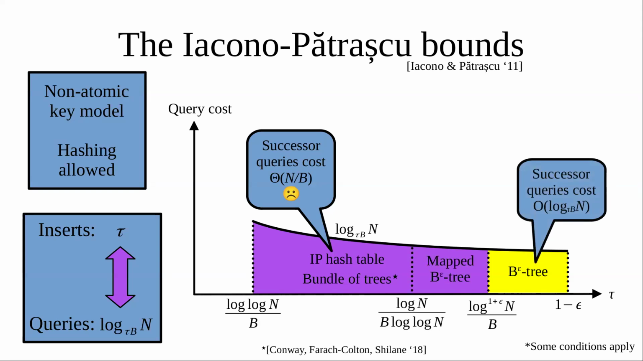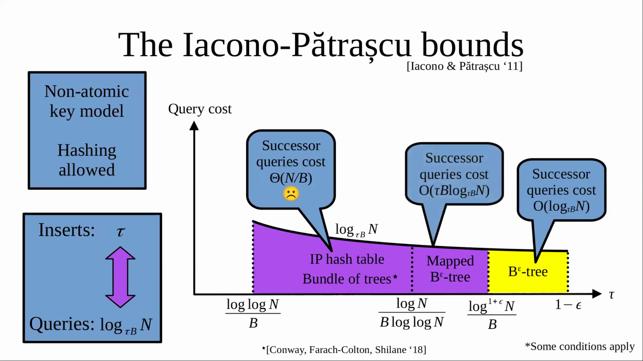So what I want to tell you about today is some progress on trying to figure out how far we can push this. I'm going to tell you about the map B to the epsilon tree, which pushes us into this hashing area and gets the insertion cost down to log over log log, which is a bit of an improvement over log to the 1 plus epsilon, and still has successor queries. They're not quite logarithmic, they're logarithmic with this extra cost factor in front, but this is still way, way better than scanning your entire database.